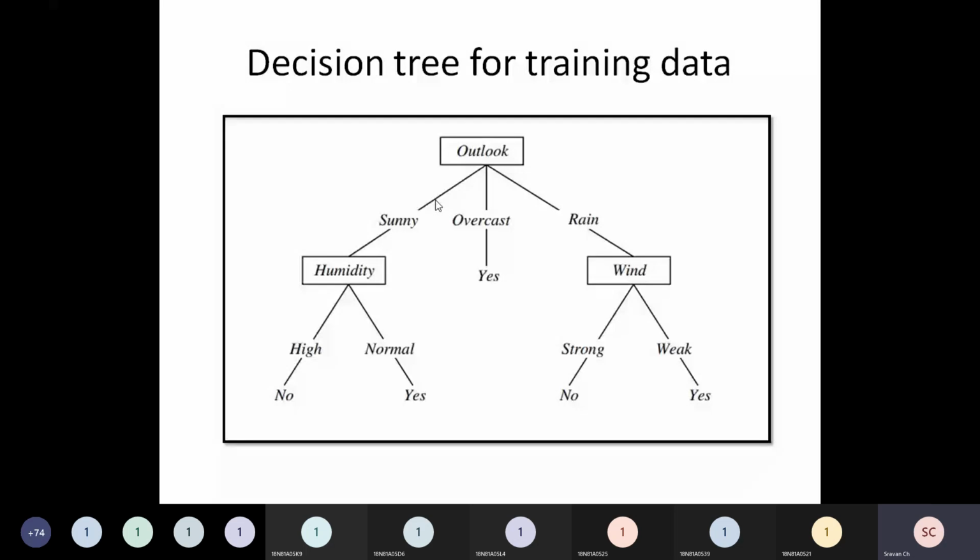So since I am able to make the decision, I need not further continue the problem. I can write like this, no and yes. So this yes and no are my leaf nodes.